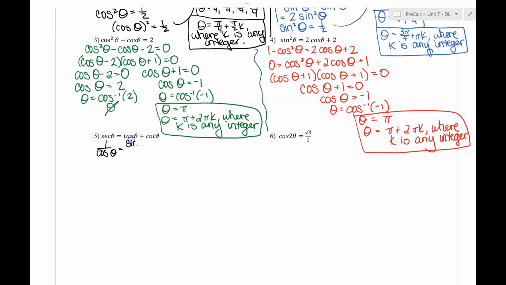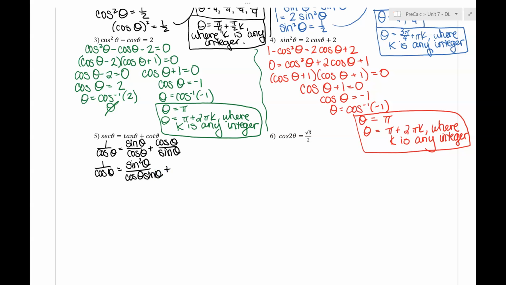Equal to sine theta over cosine theta plus cosine theta over sine theta. Okay. I could move some things, but I think what I'm going to do is combine the right-hand side. So 1 over cosine theta is going to equal, I'm going to get common denominators. So sine over cosine, I'm going to multiply by sine theta over sine theta. So I get sine squared theta over cosine theta sine theta.